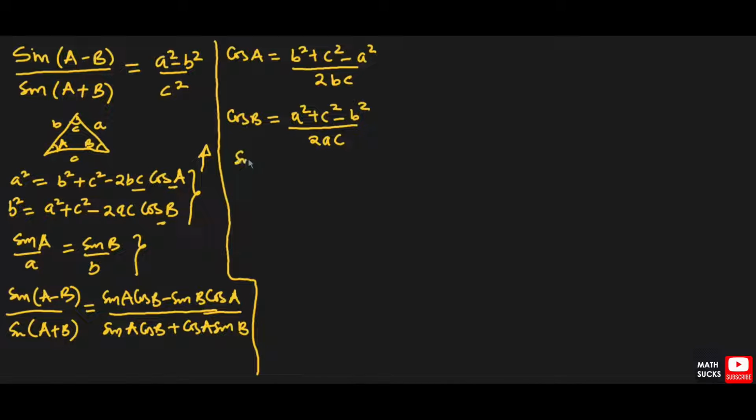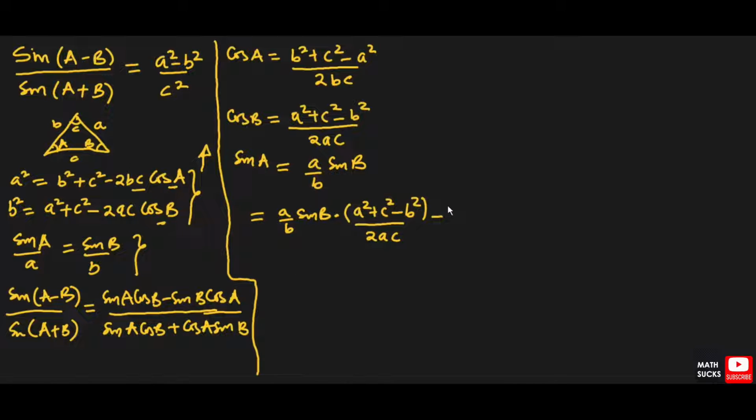And so this means we have sine of A being equal to A over B sine of B. What happens next is that we are going to grab all these three and substitute them here. This is going to give us sine of A, which is A over B, multiplied by sine of B times cos B. Cos B is already here, and this is going to be A squared plus C squared minus B squared, everything over 2AC. Then take off sine of B.